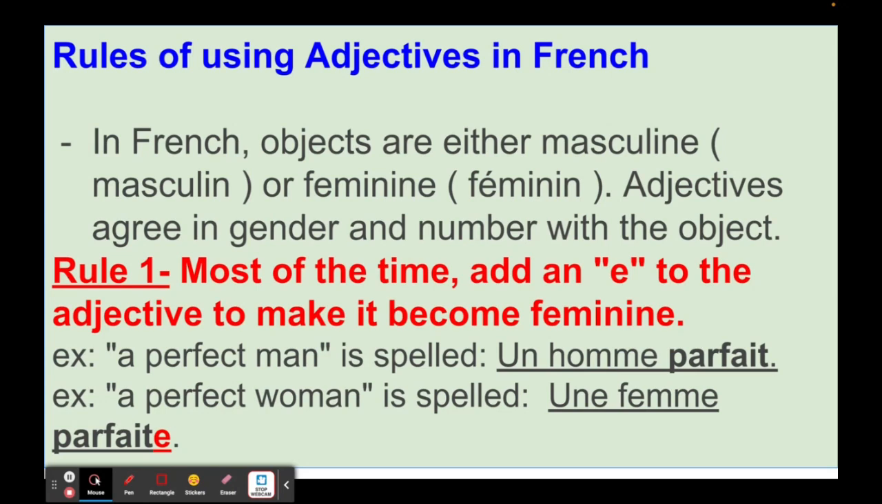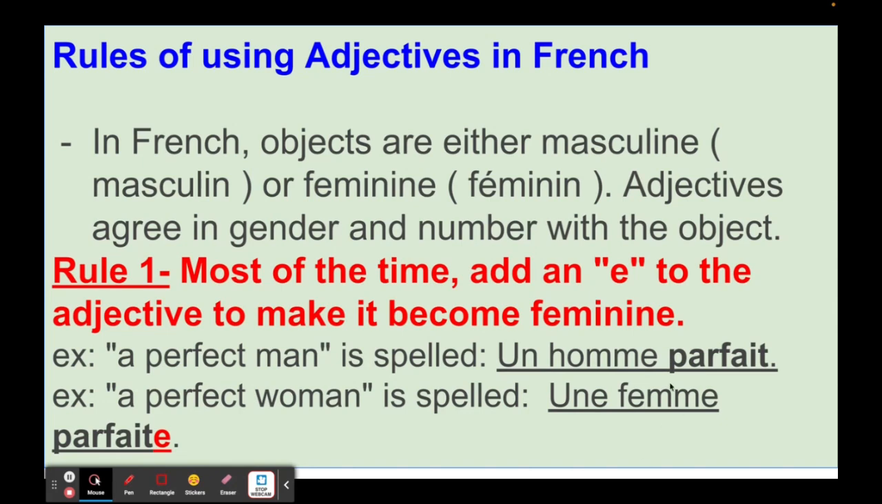The first thing that you need to know is that most adjectives in French, if we want to switch them from their original form, which is the masculine form, to the feminine, most of them will have an e at the end. That's the good thing: for most adjectives we will add an e for the feminine form.